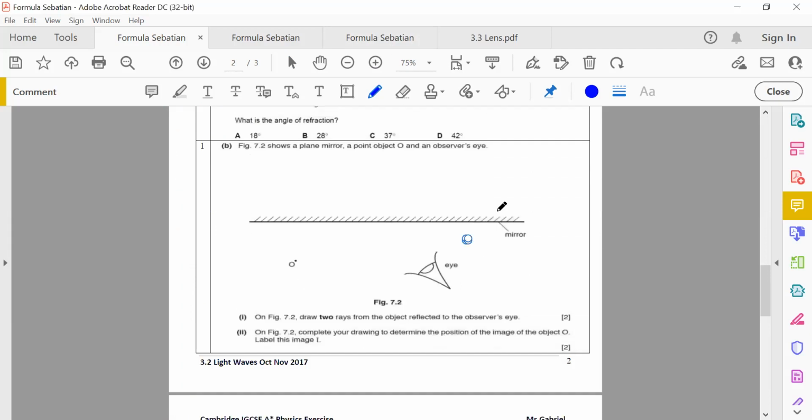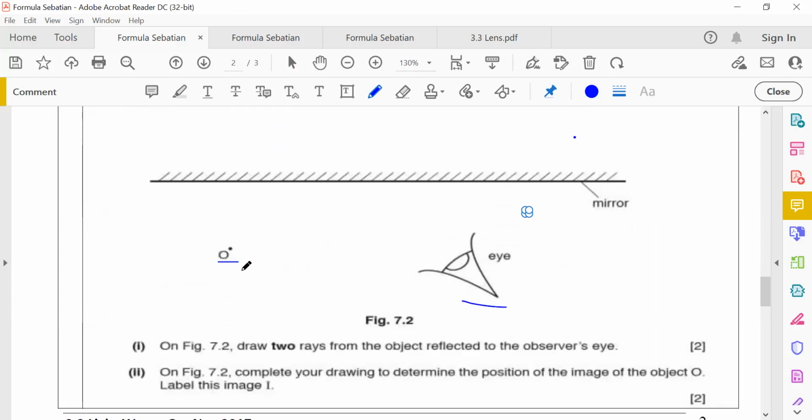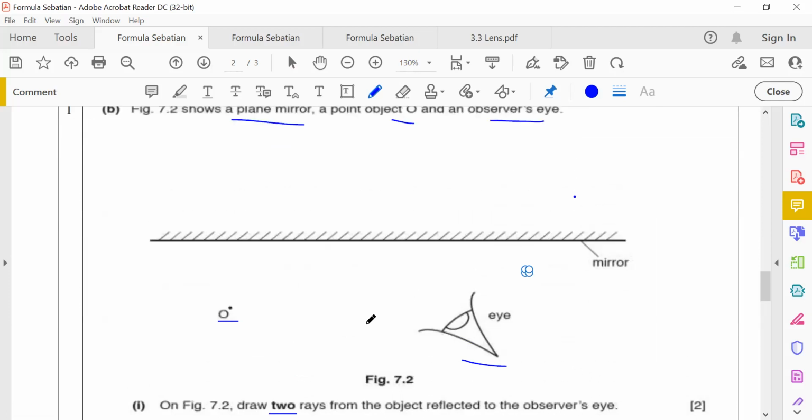Okay. Look at this next part here. The first question says that figure 7.2 shows a plane mirror, a point object O and also the observer's eye here. On figure 7.2, draw 2 ray diagrams from the object reflected to the observer's eye here.